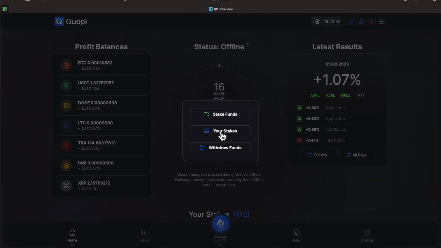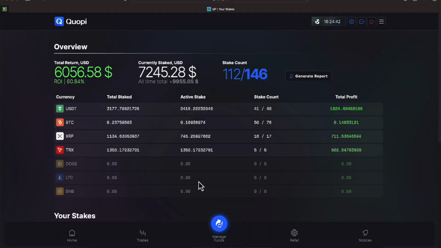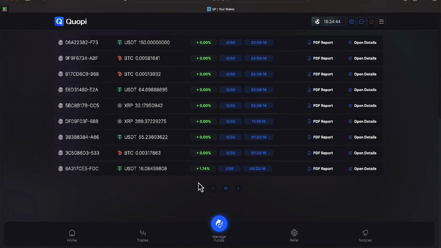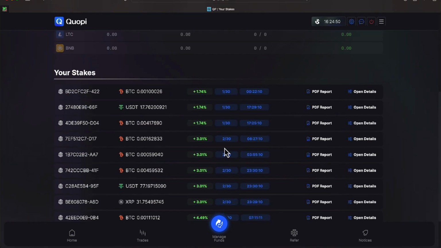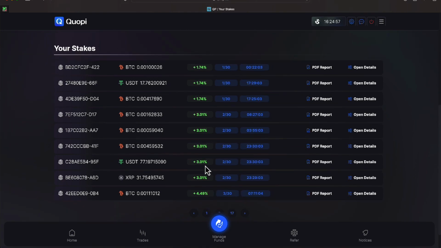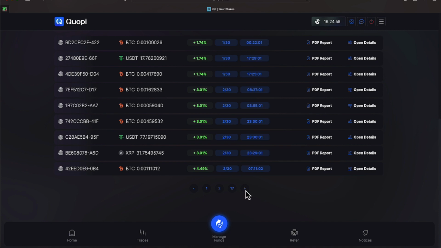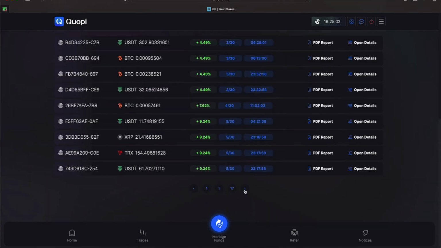We will go back over to stakes, everyone, and we will review the numbers kind of quickly. On 1 day of 30, Quopi has achieved a 1.74% return. And on 2 trading days on this account, Quopi has achieved a 3.01%, everyone. And on 3 trading days, Quopi has achieved a 4.49%. And on 4 trading days, Quopi has achieved a 7.62%.